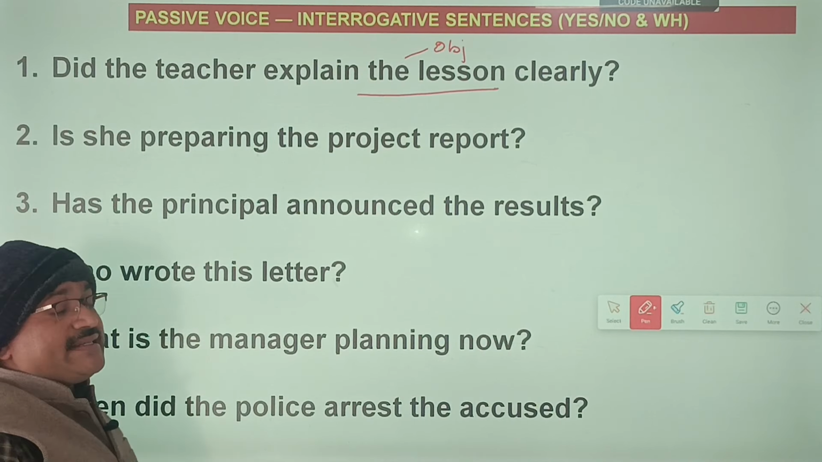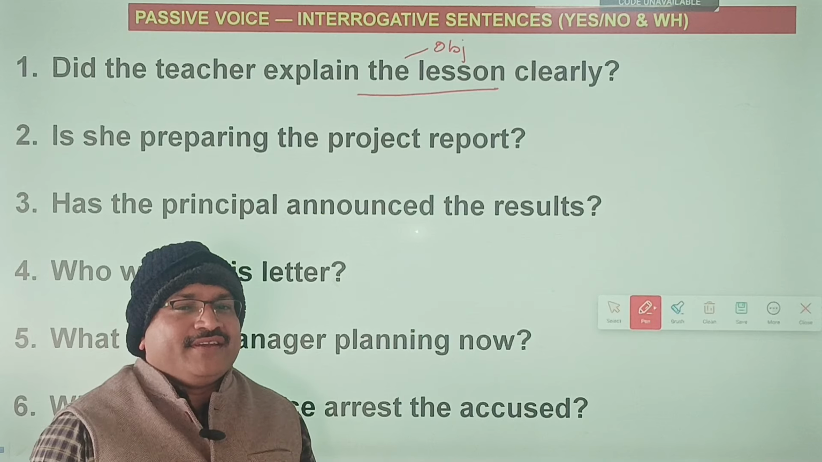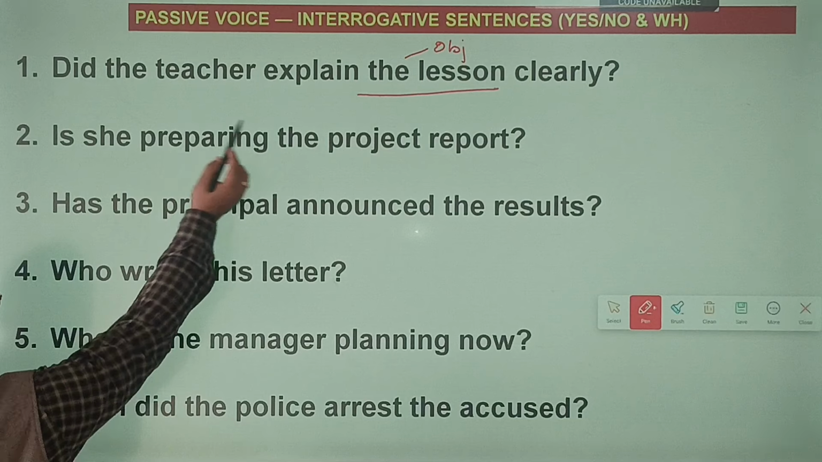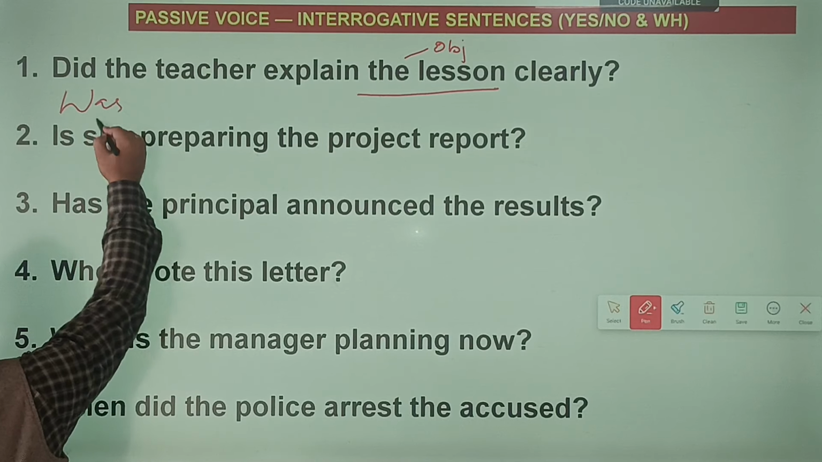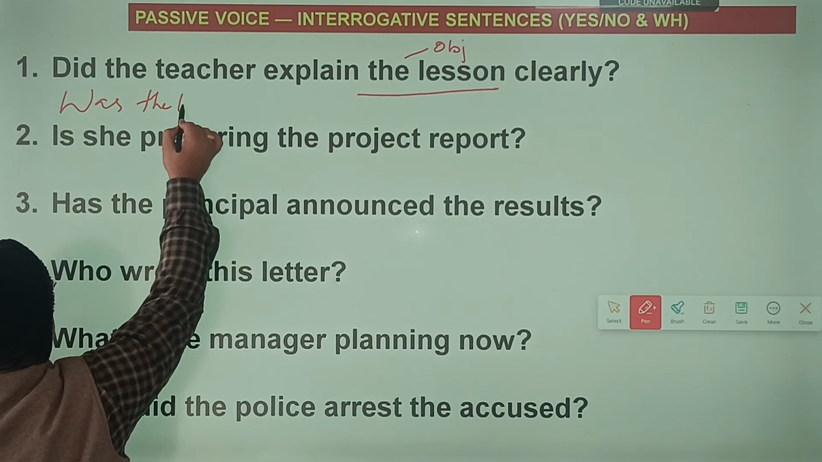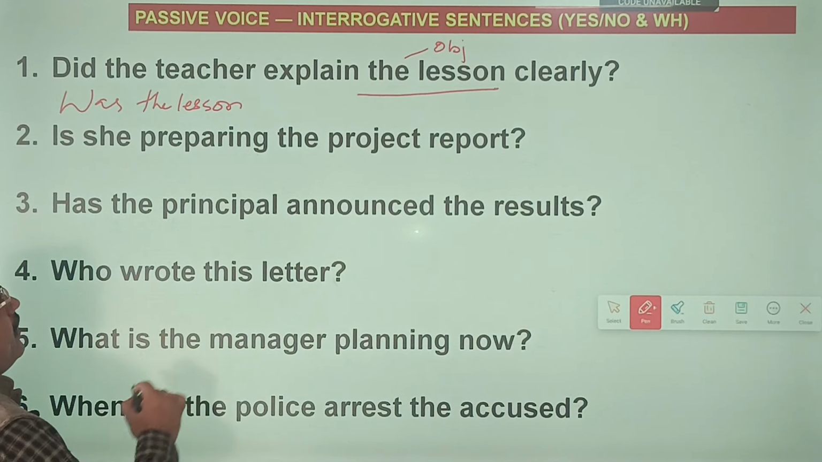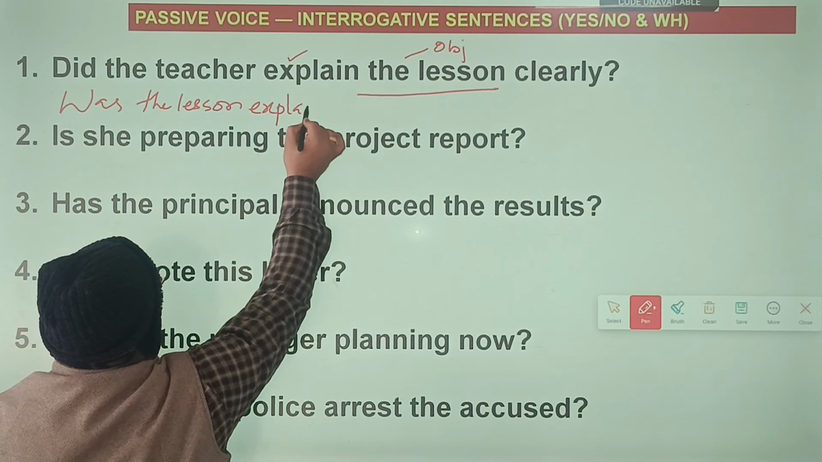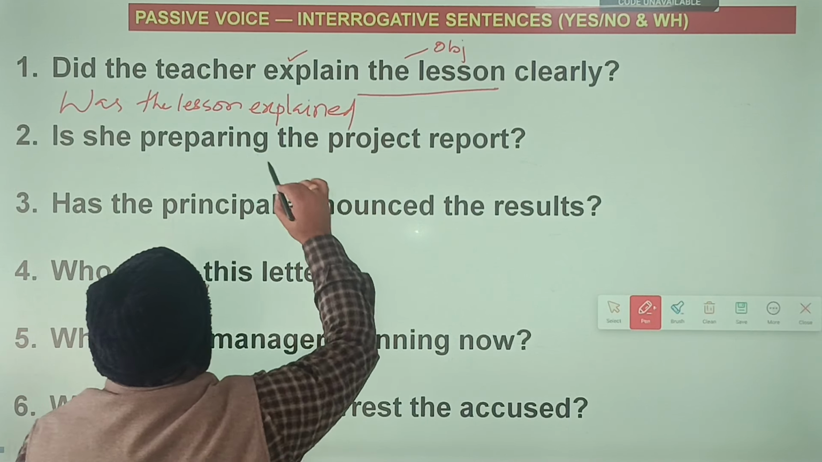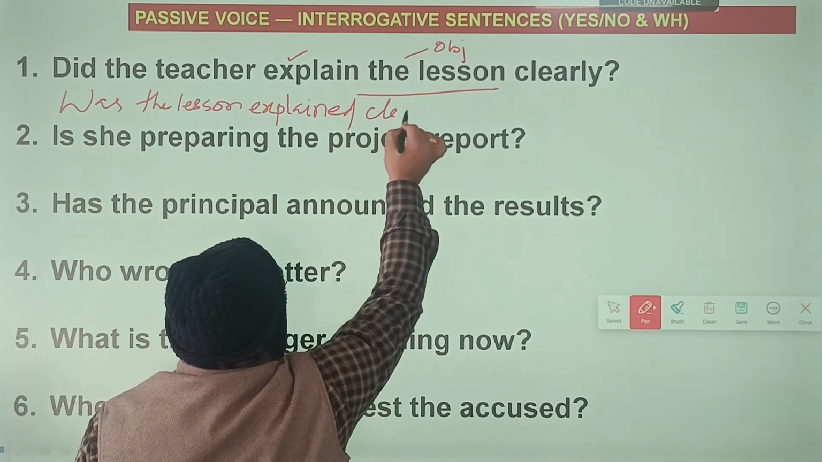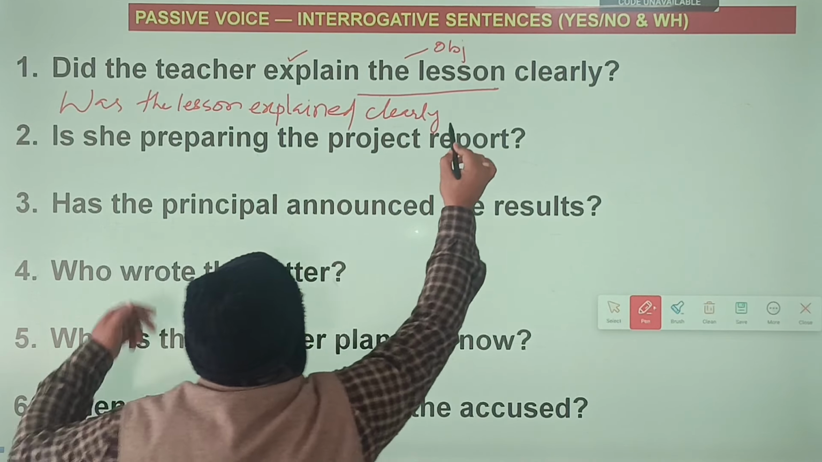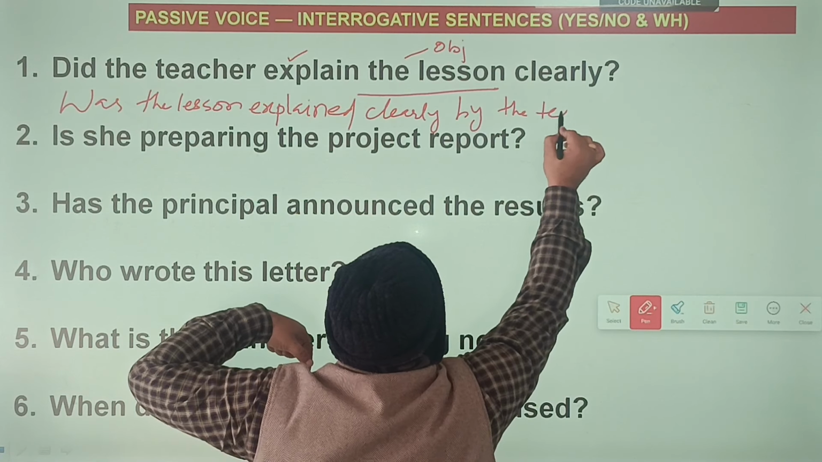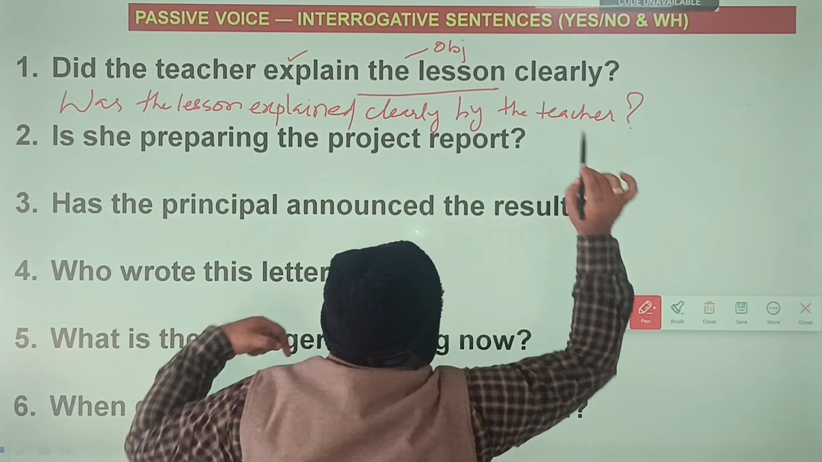Now, what is the tense? Tense is past simple, simple past tense. So in simple past tense, what do we use? Was, were, helping verbs in passive. Yes or no? So for the lesson, we'll use what? Was, lesson is singular. Was the lesson. Main verb in V3, past participle, explained. Was the lesson explained? Okay. Clearly. Was the lesson explained clearly? By. Now subject will come at the object's place. By the teacher. Yes or no? Interrogative sign.